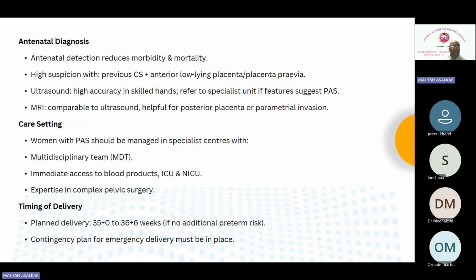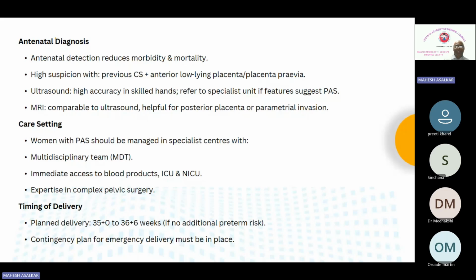And ultrasound has high accuracy in skilled hands, and refer to the specialist unit if features suggest placenta accreta spectrum. MRI is almost comparable to ultrasound, but it is helpful mainly for the posterior placenta or parametrial invasion. Okay, so the role of MRI in placenta accreta spectrum is to find out whether the placenta is posterior or if there is any parametrial invasion.